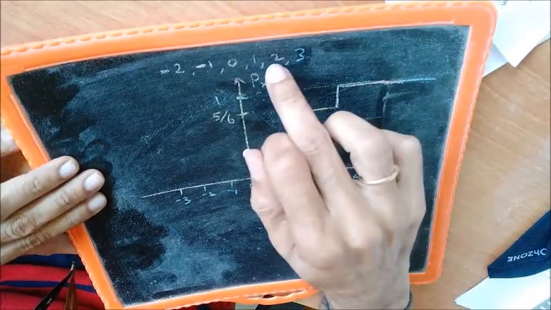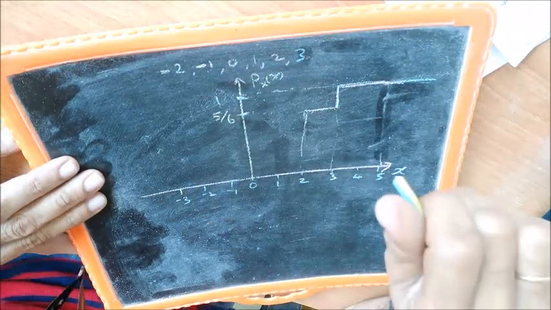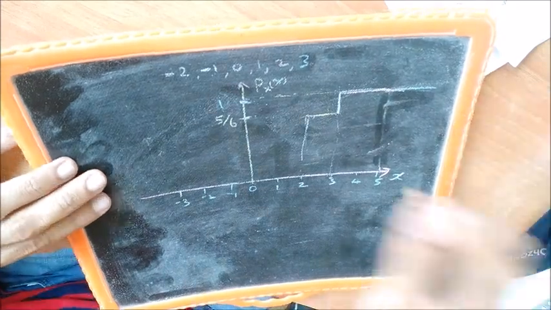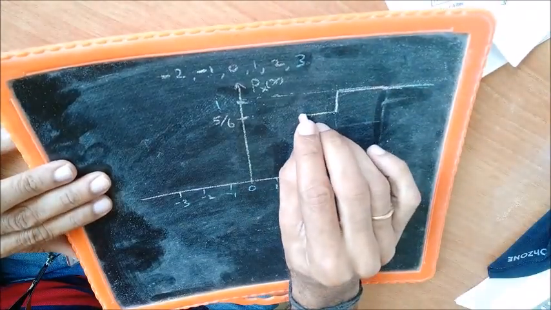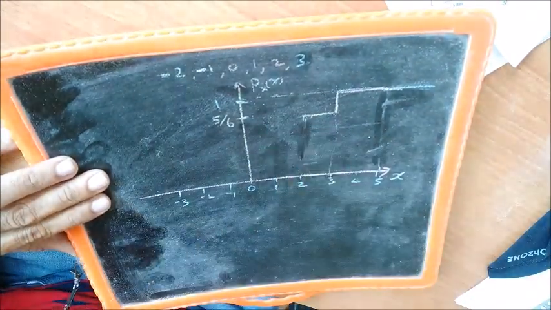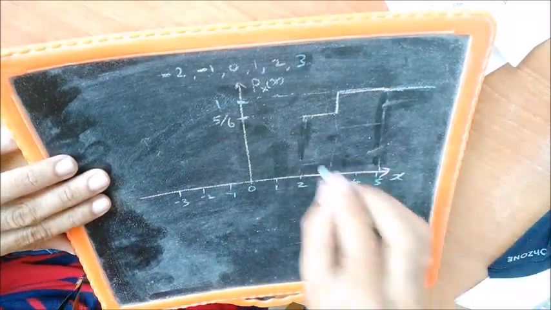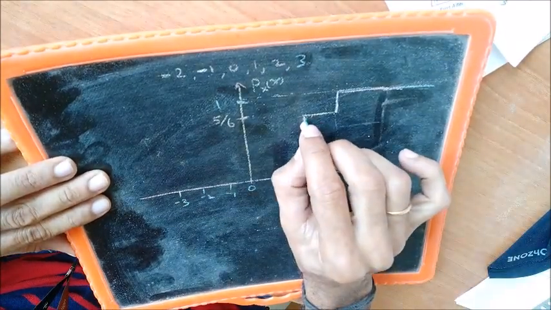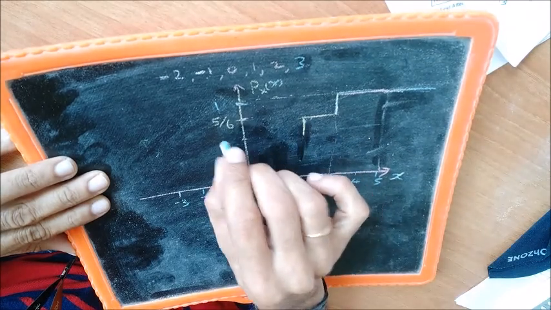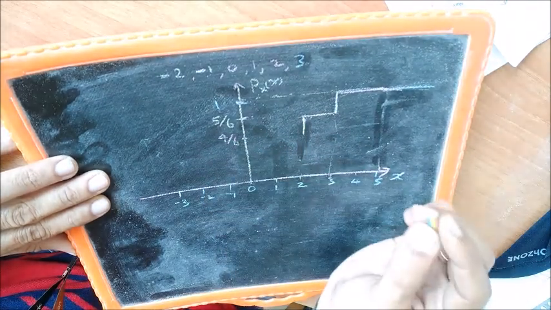2 or less than 2. Again, the only possibility is getting these 5 faces. And the moment you cross to the left of 2, by the same argument, you will drop by another 1 by 6, and you will end up getting 4 by 6.